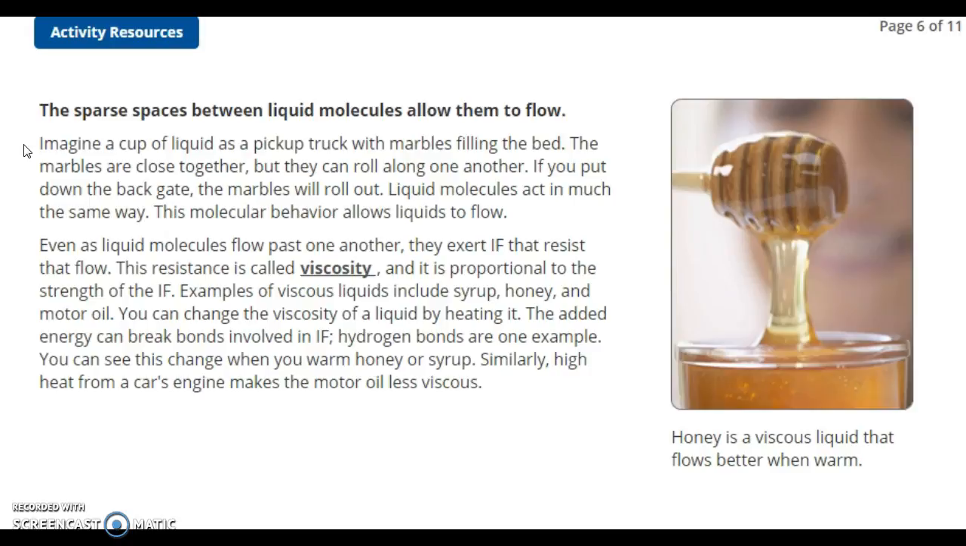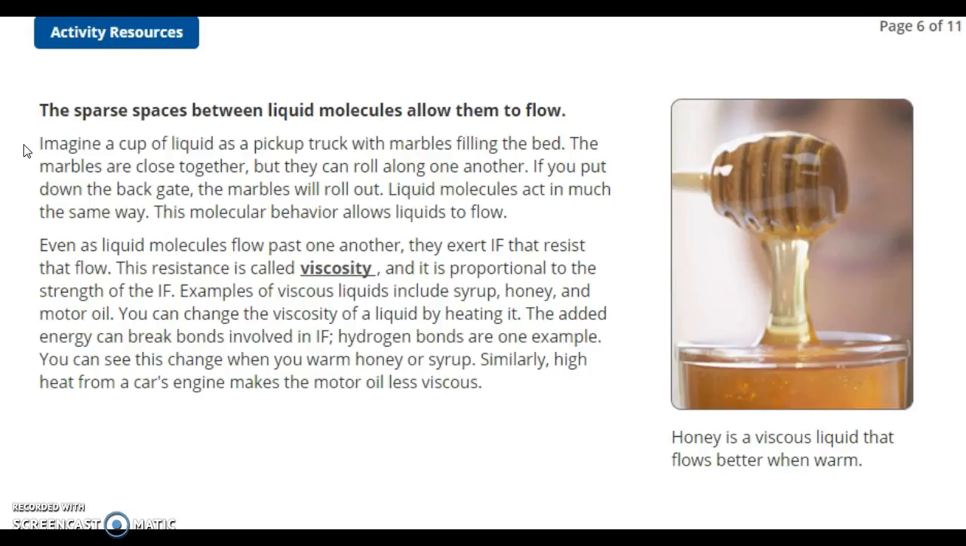Even as liquid molecules flow past one another, they exert intermolecular forces that resist flow, so it slows them down. This resistance is called viscosity, so the resistance to flowing or how thick it is, and it's proportional to the strength of the intermolecular forces. Examples of viscous liquids include syrup, honey, and motor oil. You can change the viscosity of a liquid by heating it. The added energy breaks the bonds of intermolecular forces. Okay, so they're not stuck so close together. They have more energy, they're zipping around more, they're interacting with each other less, they're a thinner liquid.